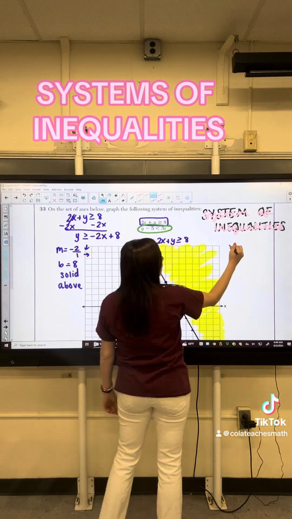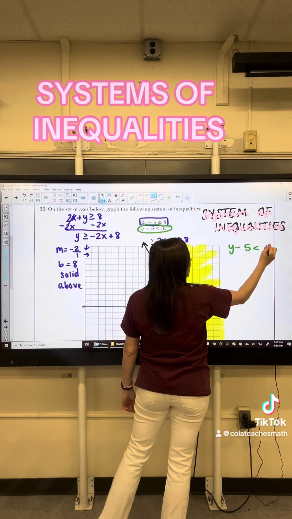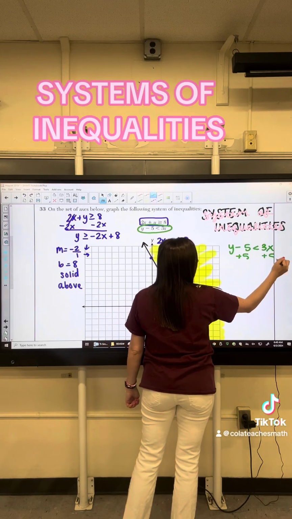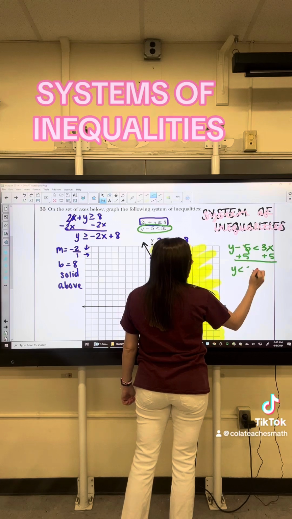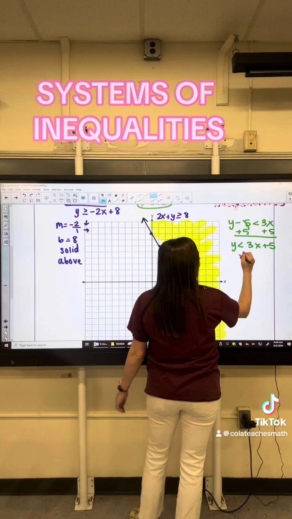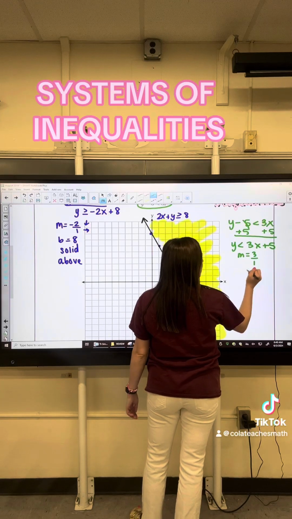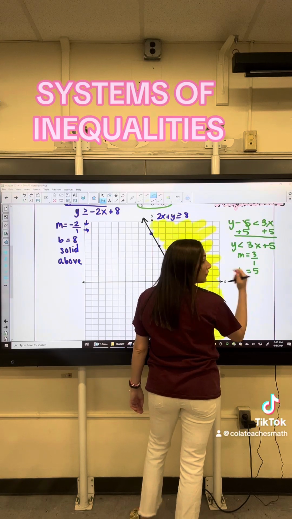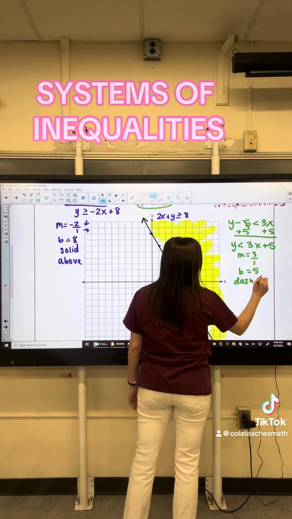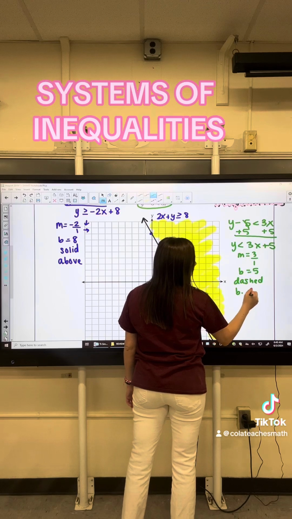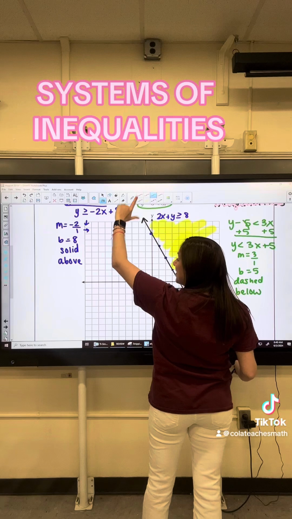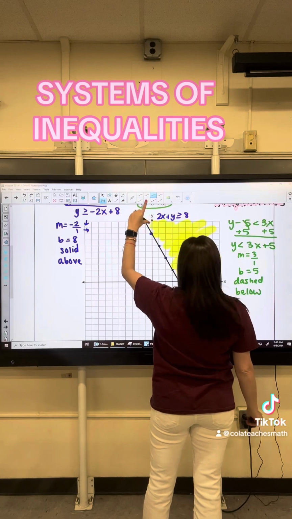Okay? So I'm going to write it over here, because y is not by itself. But this one's nice. Let's just add 5 to both sides. Same thing. Let's do slope, y-intercept, all that fun stuff. So slope is 3 over 1, y-intercept is 5. Look at that symbol. So that means we're dashed. And we're going to shade below. Okay, if you make an L with your left hand, that is the less than symbol. That's how you can remember it for tomorrow.